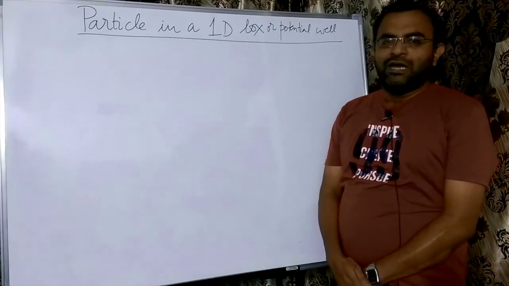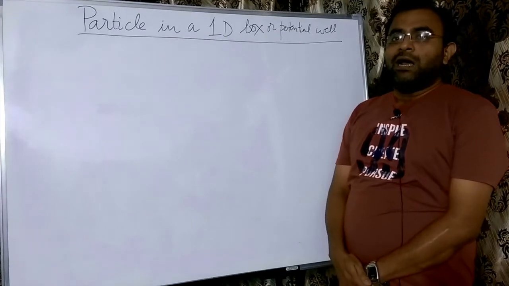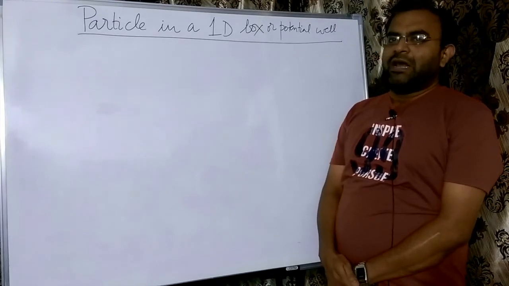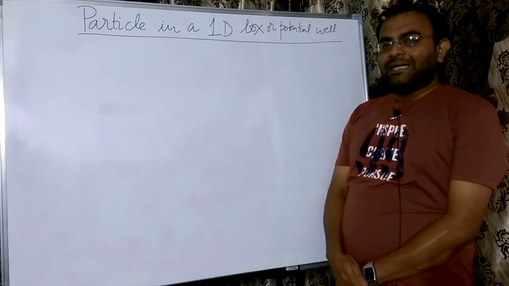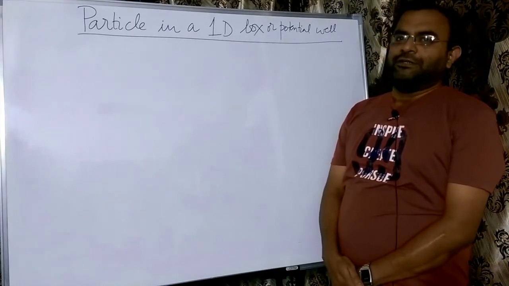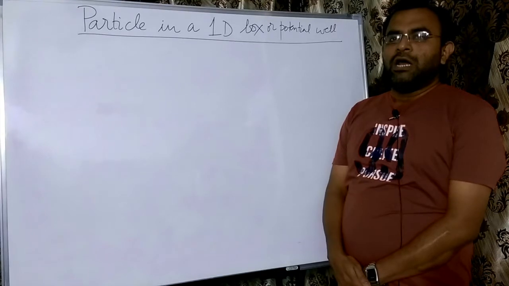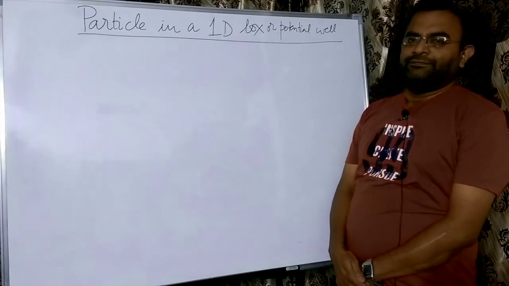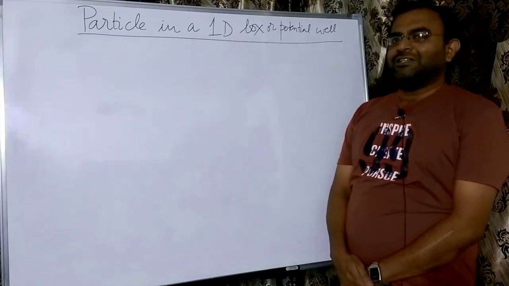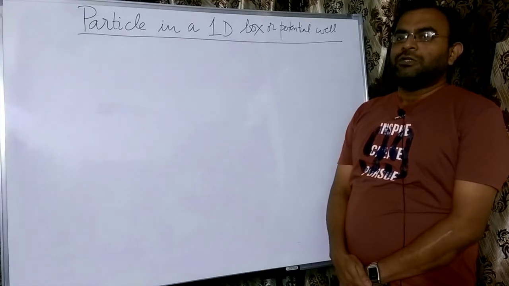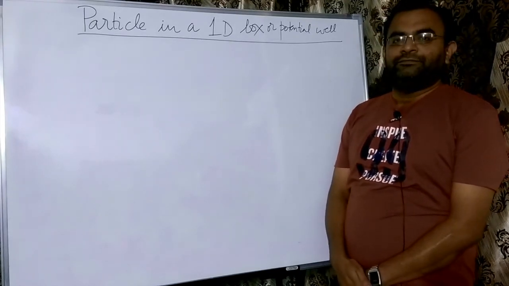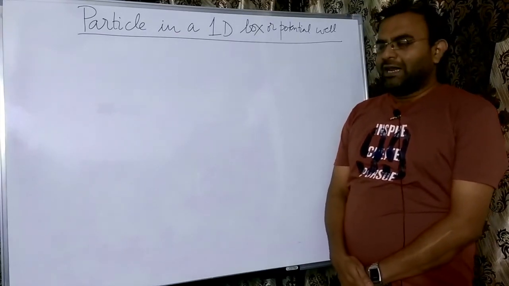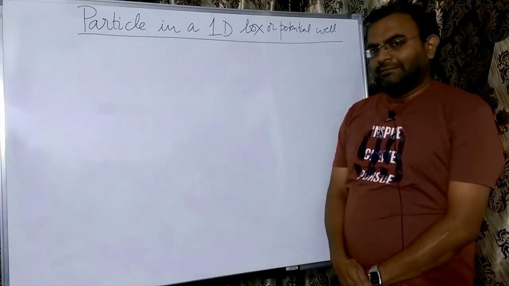Towards the end of the derivation, we'll be able to get the wave function of such a particle which is trapped in this one-dimensional box. Such a wave function is called eigenfunction. We'll also be able to derive the energy eigenvalues for such a particle, and we'll see the quantization of the energy eigenvalues of such a particle. The particle that we talk about here could be any quantum object such as an electron or any such similar particle.